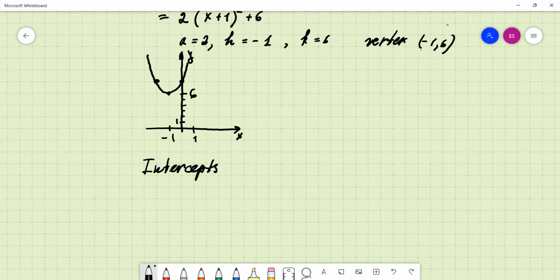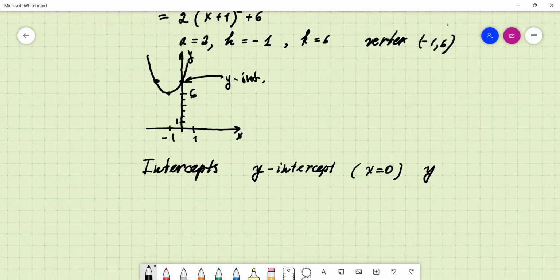Well, what kind of intercepts can we have? We can have y-intercept when x is equal to 0. Do we have y-intercept here? Yes, here is the y-intercept. It intersects the y-axis and happens when x equals 0. In our case, y equals 8, x equals 0.